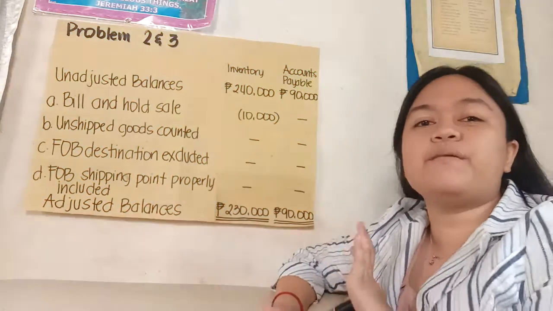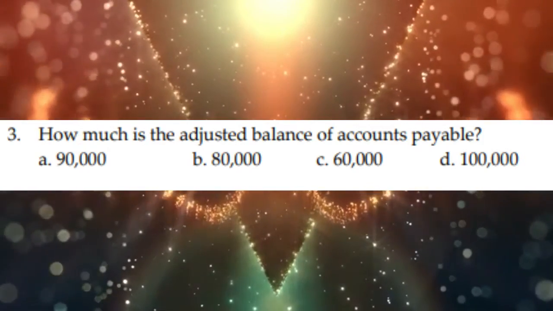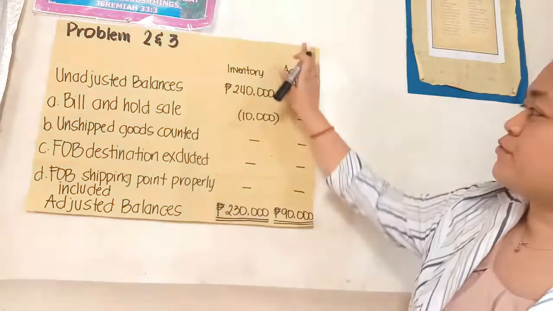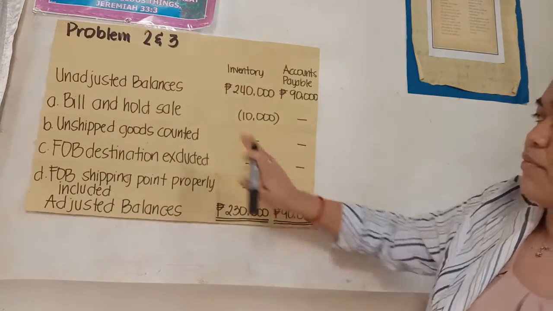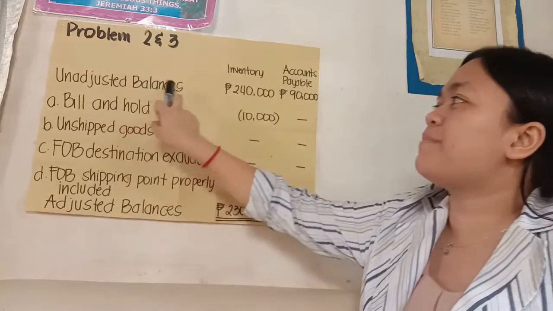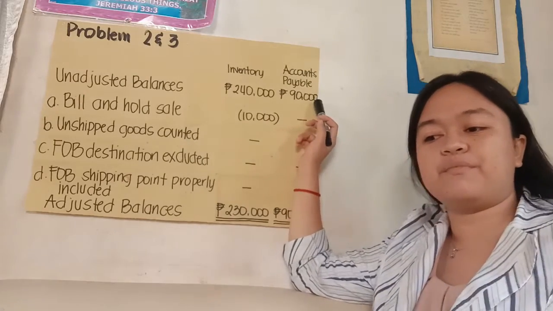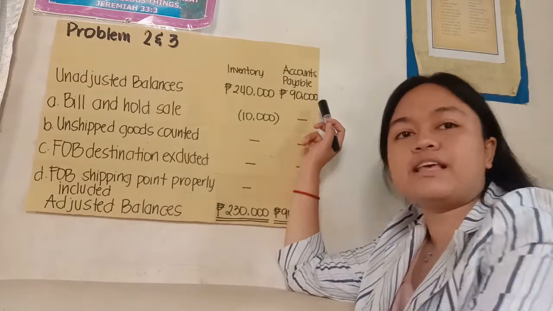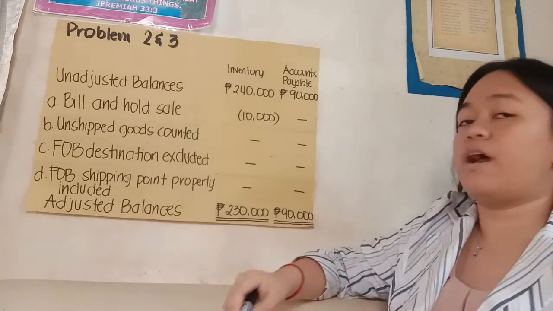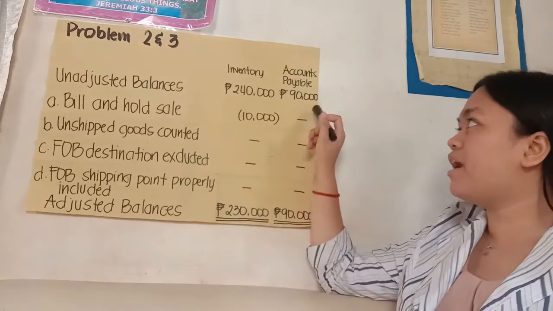Okay, for problem number 3, we're asked how much is the adjusted balance for accounts payable. So we must focus on the last part. First, same as what we did in the inventory, the adjusted balance for accounts payable would start at 90,000. It was stated in the problem, right? A balance of 90,000 pesos in accounts payable. But then there was a necessary adjustment for accounts payable.